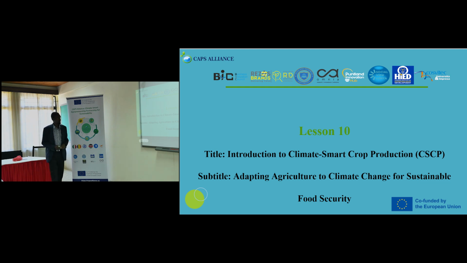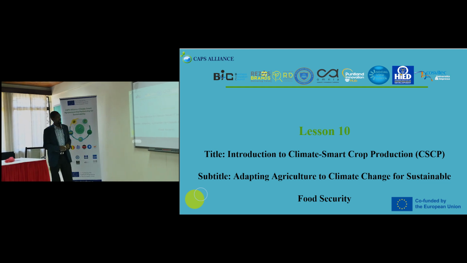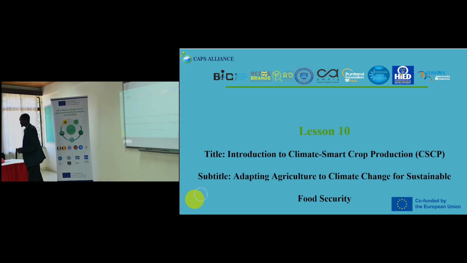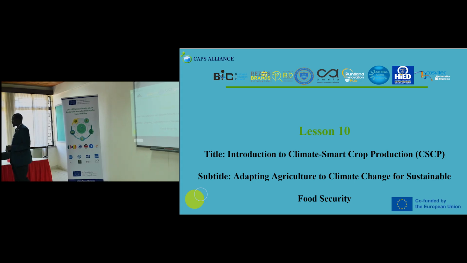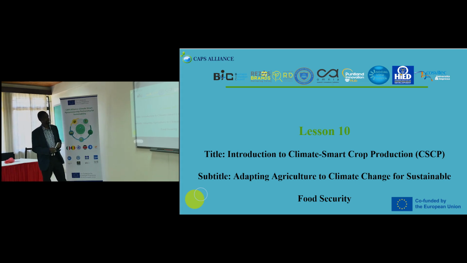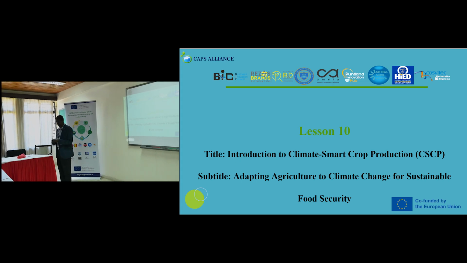So today we look at introduction to climate smart crop production. As we said yesterday, everything is actually supposed to be smart. So smart crop production, and in this case, it's adapting agriculture to climate change for sustainable food security. Without food, it would be impossible to live, because there are things that we cannot do without. One is the food industry, and the other one is the health industry. We cannot do without those two.